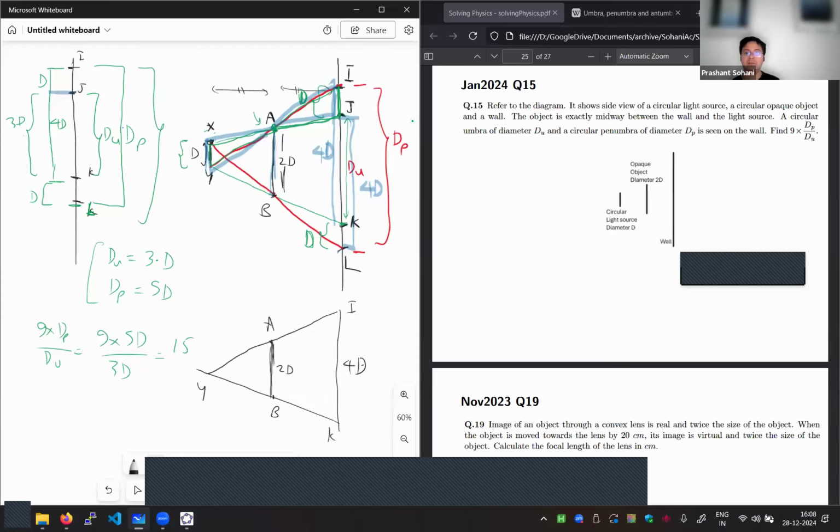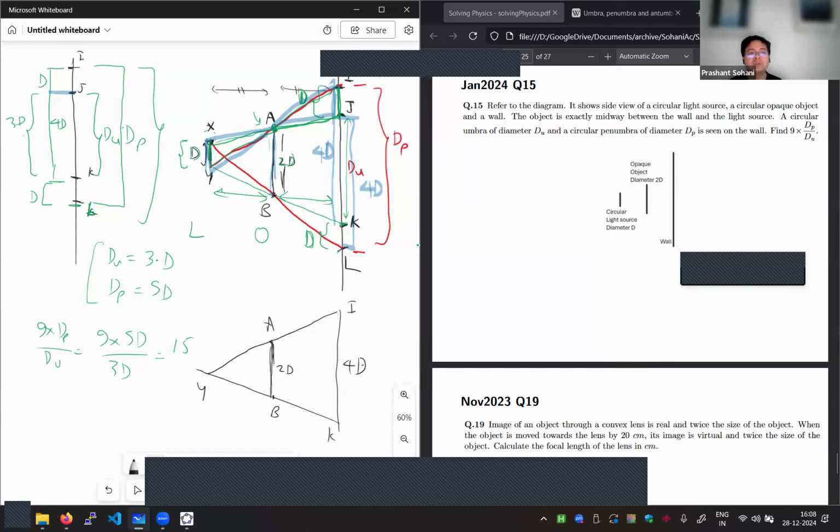I will highly encourage you to try this, because here the numbers were very specific, right? This 2D was given, these distances are equal. All of these are special cases, but you can easily solve this question for the general case. Assume some variables for all these things, imagine that the light source is of length L, the object is of length O, and like that, put variables everywhere and solve the question. Then you will get the general formula.